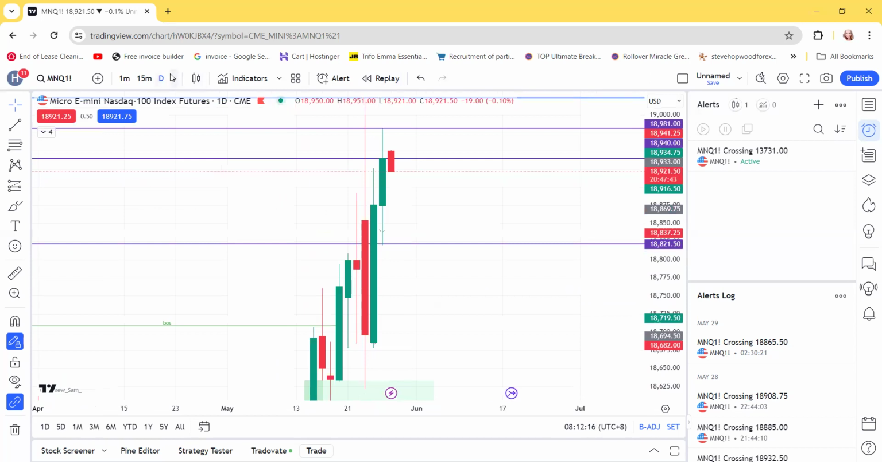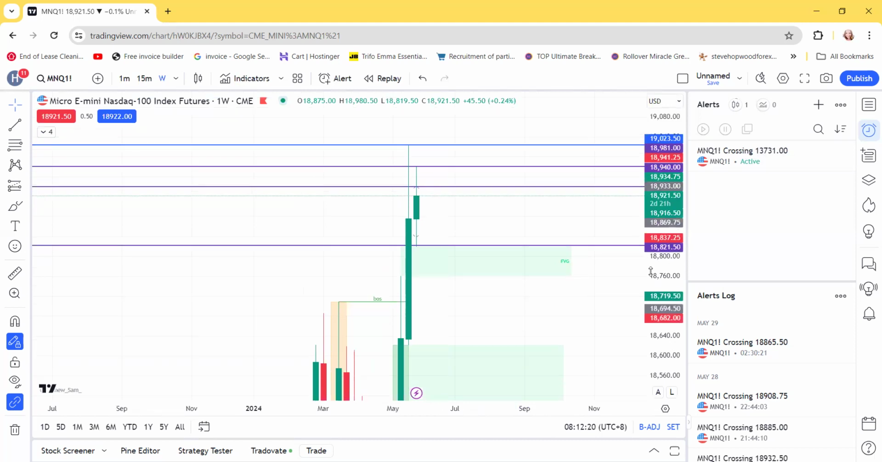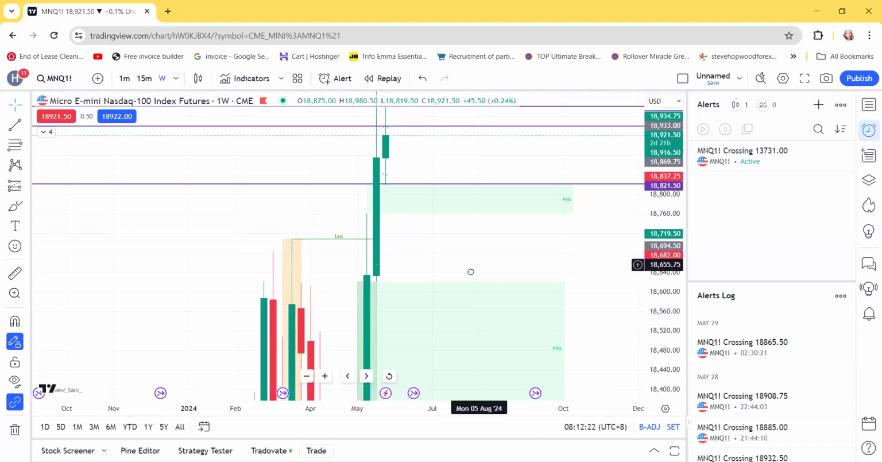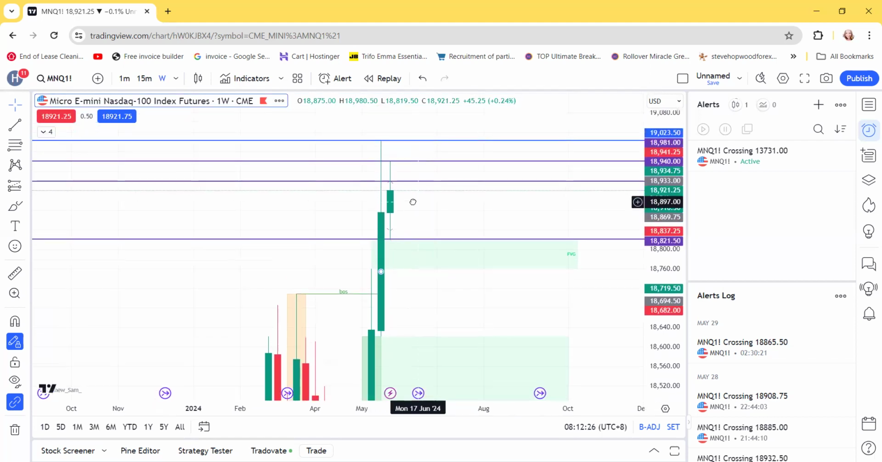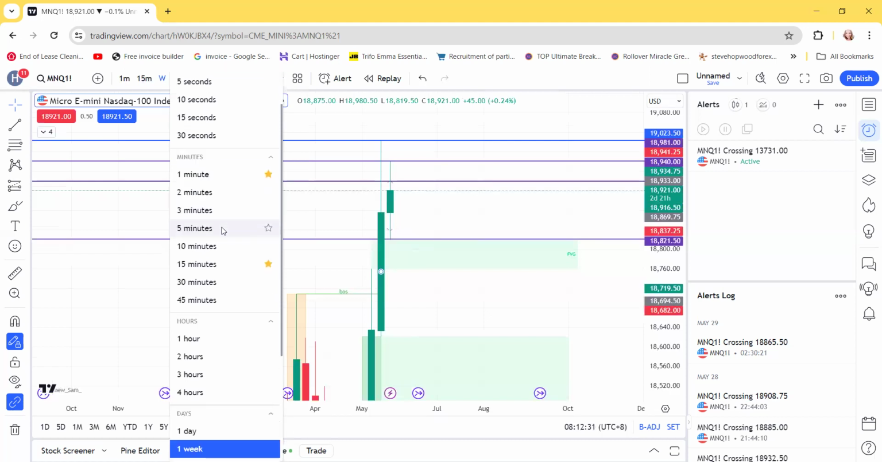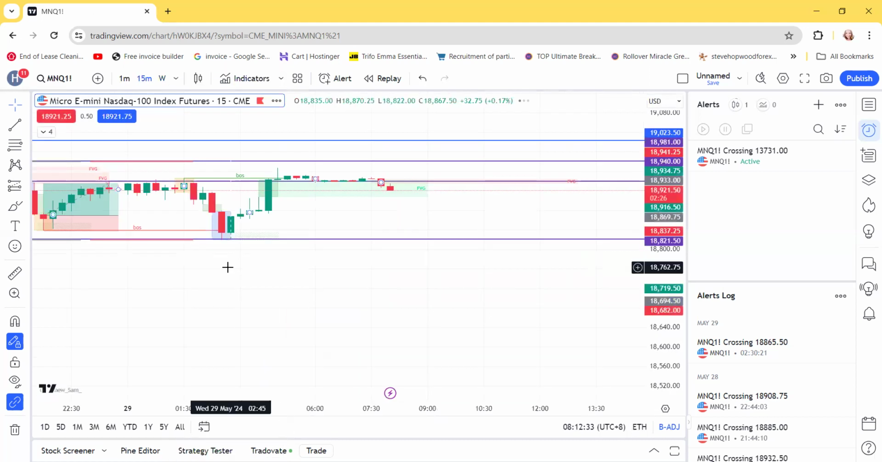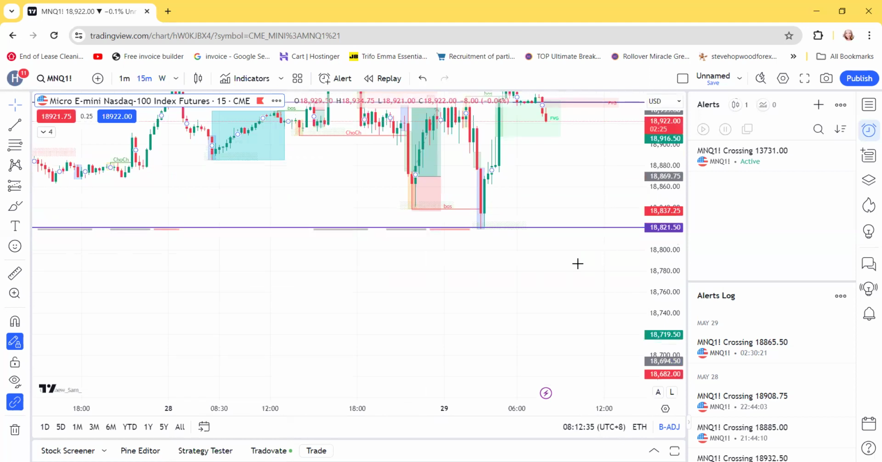And then if we look at the weekly, it's obviously still bullish. Right, we've got this FVG area of interest below. And then yeah, I'll be looking at these liquidity levels on the higher time frame, because that's going to be a really strong area of interest.